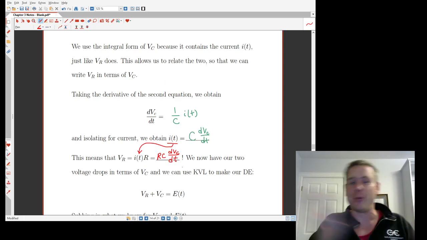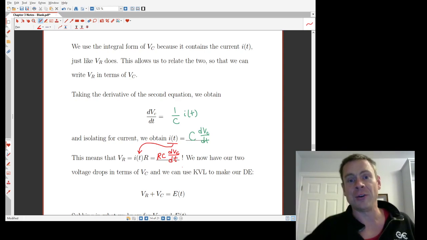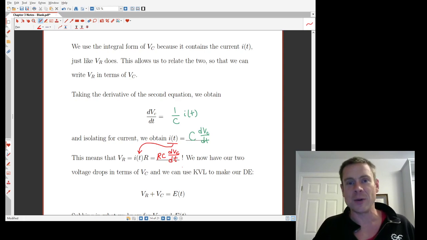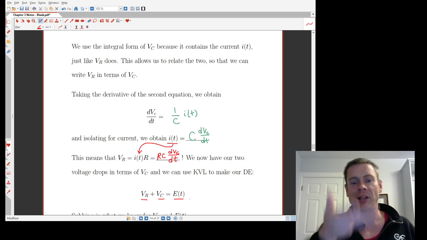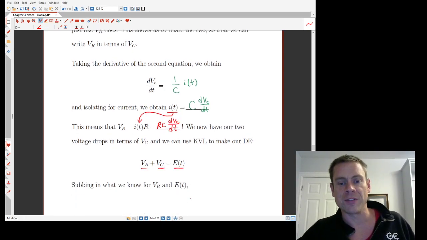And I can write both of them down into our voltage law and get to an expression that involves a differential equation that I can then go solve. So the differential equation here, VR, VC, those are our drops. E of t, that battery, is our source, our voltage rise. And if I equate the two, I can plug in what I know for each one of them.